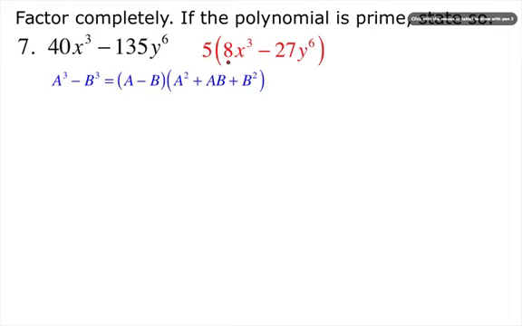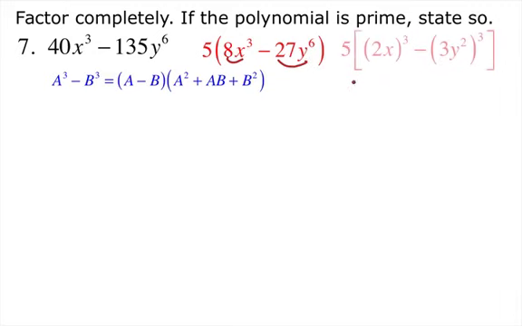So the next step is to rewrite this term as a base raised to the third power, and the same thing here, base raised to the third power. And this is what you get using some rules of exponents. Bring over the 5. And again, just to quickly check, 2x raised to the third power is equal to 8x cubed. 3y squared raised to the third power, you need to know your rules of exponents. You end up with 27y to the 6, and bring over the sign here.